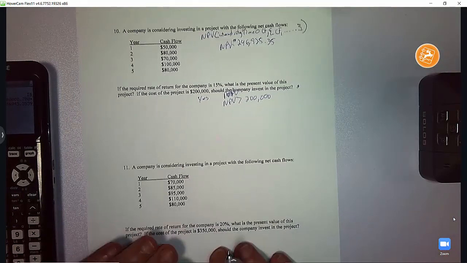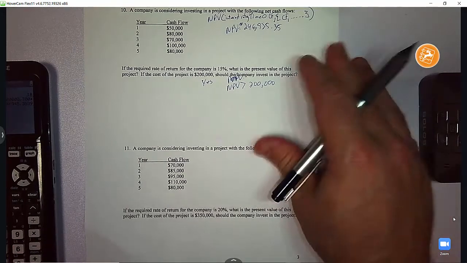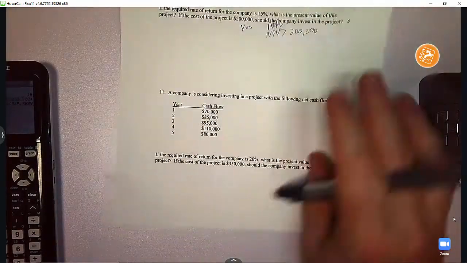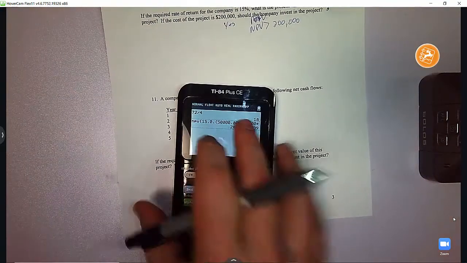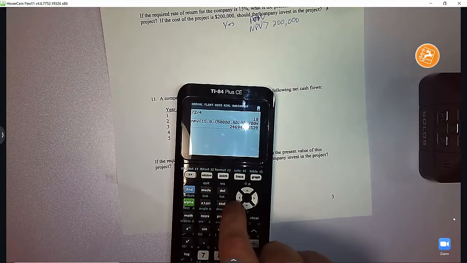So the last question we're going to look at is question 11. And like I said, in this case, what I'm going to do is show you a couple of different ways to calculate things. So in the last case, we went through the NPV function. We typed in all of our cash flows. In this case, I don't want to do that. I'm going to go to stats and then create a list. Okay, so I'm going to go to stat.